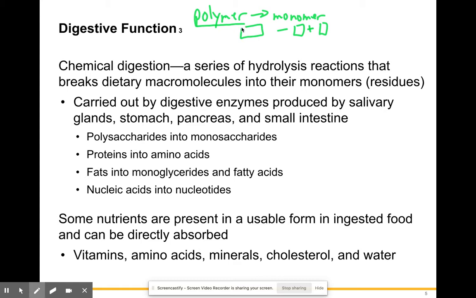Chemical digestion is a series of hydrolysis reactions that breaks molecules up into monomers. So if we have block number one, and we add a chemical digestion enzyme, we'll write ENZ, here's our polymer. We're going to get two monomers after we add our enzyme. That enzyme does hydrolysis. Hydro means water, lysis means to break. So we break this bond by using water. The opposite of hydrolysis is called dehydration.